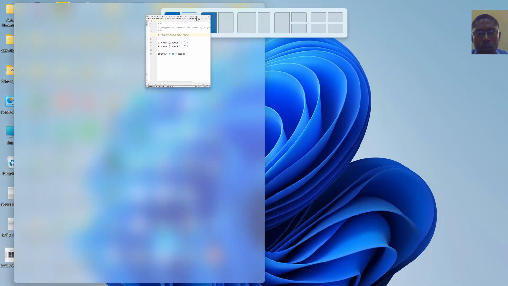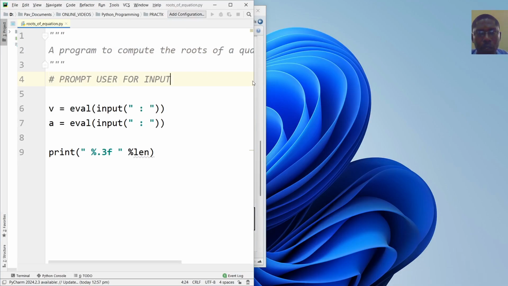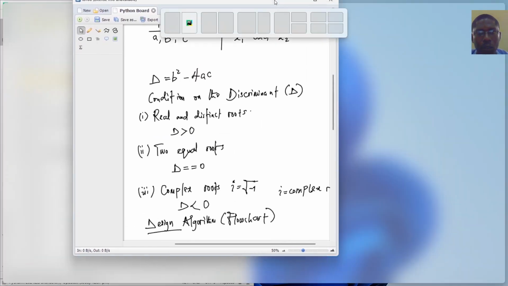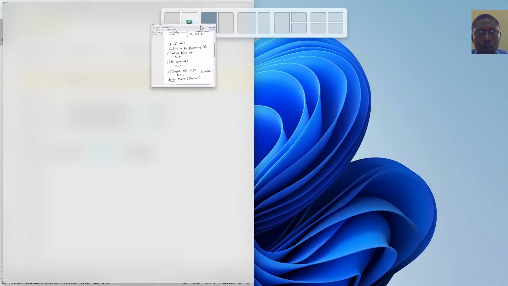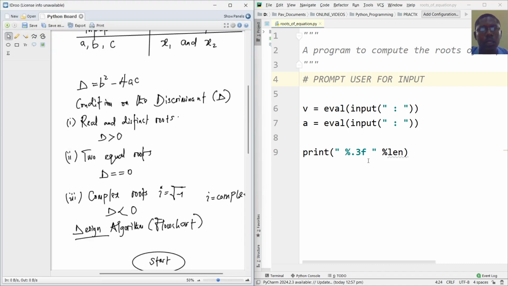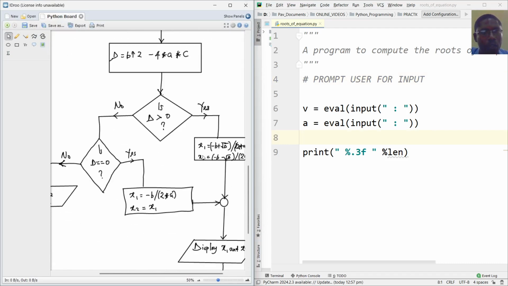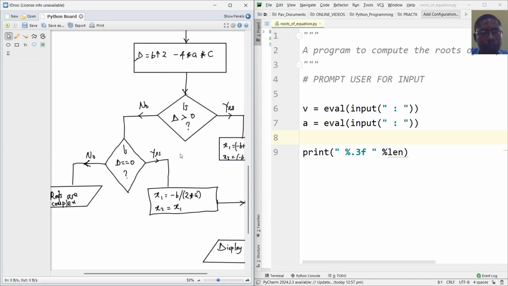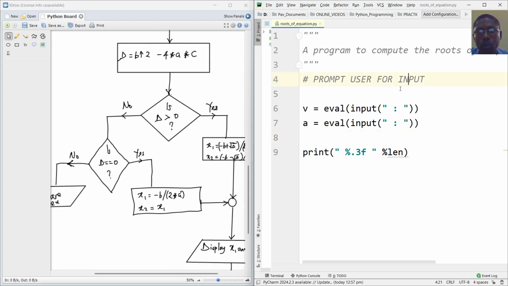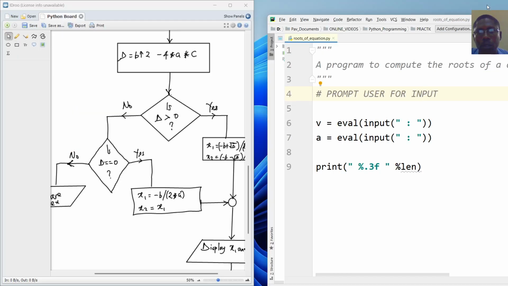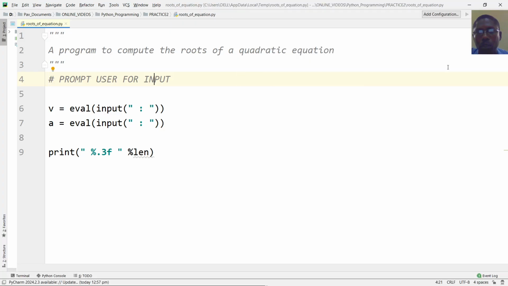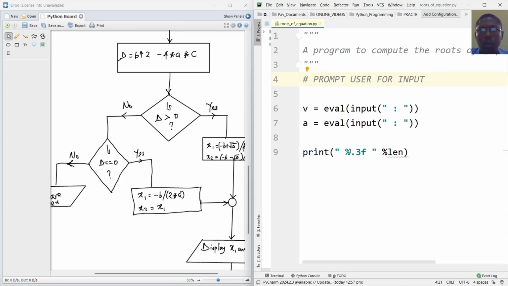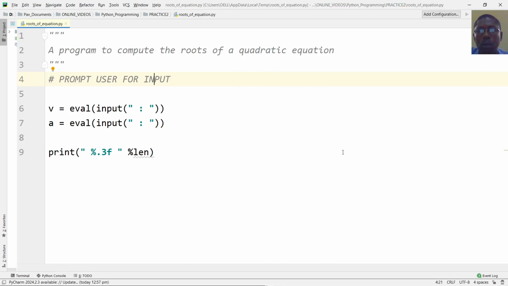Good. This is what I actually wanted. Now we are going to work side by side to see from this phase. So we've been able to write for a prompt. Good. So now the next thing is to prompt the user for input.